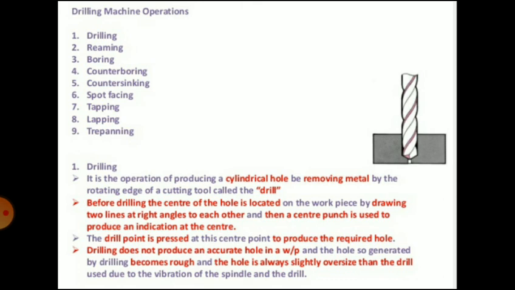So the first operation is drilling. Drilling is the operation of producing a cylindrical hole by removing metal by the rotating edge of the cutting tool, that is called a drill. A center punch is used to produce an indentation mark at the center. The drill point is pressed at this center point to produce the required hole. So that is a drilling operation.